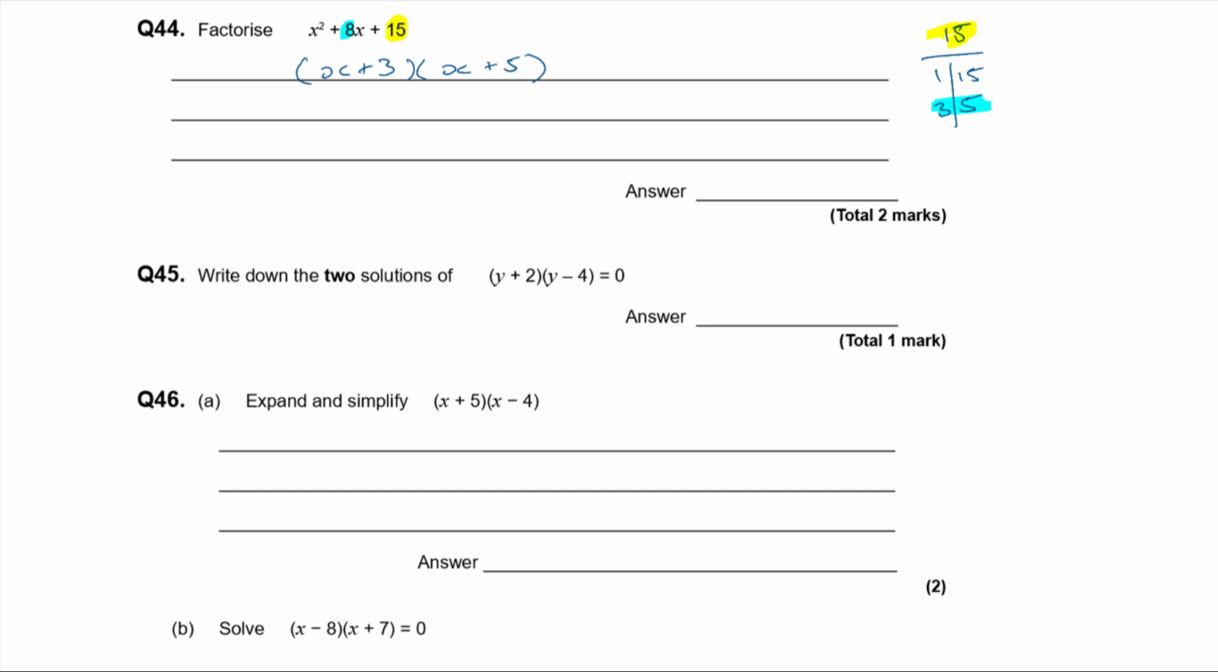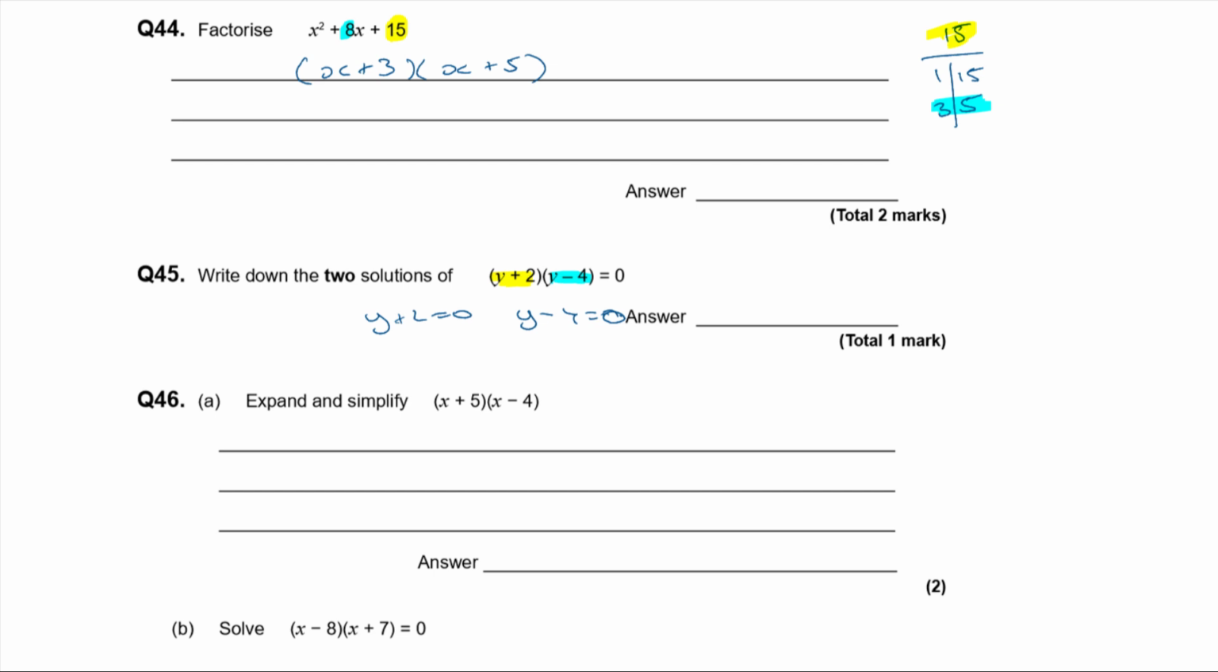Question 45, write down two solutions of (y + 2)(y - 4) = 0. Now, I've got two things multiplied together and they're equal to 0. When that happens, if you've got something times something equals 0, the only way that can happen is if one of the things to start with was 0. So either y + 2 = 0, or y - 4 = 0.